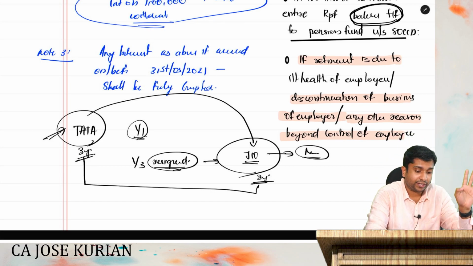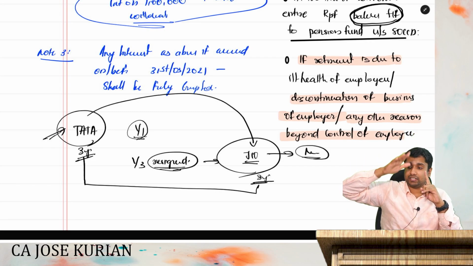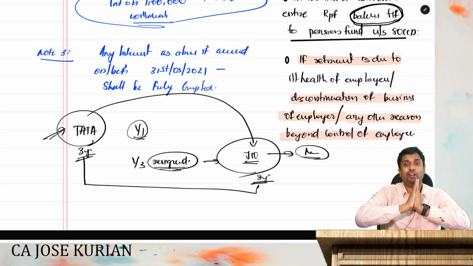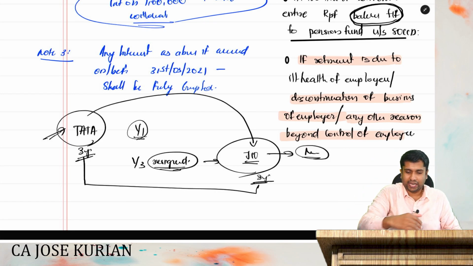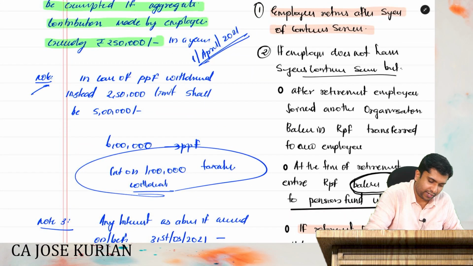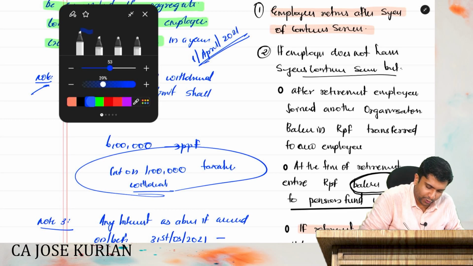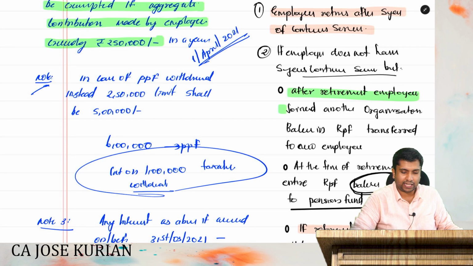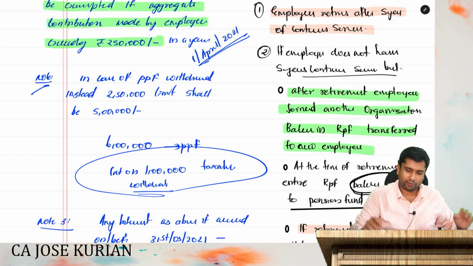Number one is a common point. Which was the common point? If I have 5 years of continuous service, I don't need to think about any other points, full exemption I can claim. If I don't have 5 years continuous service, then only I need to check the sub points. Which all are the sub points, friends? The first sub point: whether after retirement I have transferred my entire RPF balance to the new employer, not new employee, new employer. If yes, no problem, no taxability.